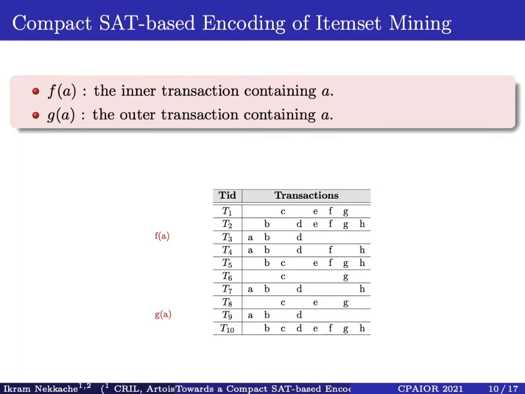We propose a new approach to identify efficiently the subterms shown in the previous slide. We define 2 values for each item A, FA and GA, where FA represents the first transaction containing the item A, and GA is the last transaction containing the item A. For this transaction database, the value FA corresponds to the 3rd transaction, and the value GA corresponds to the 9th transaction.